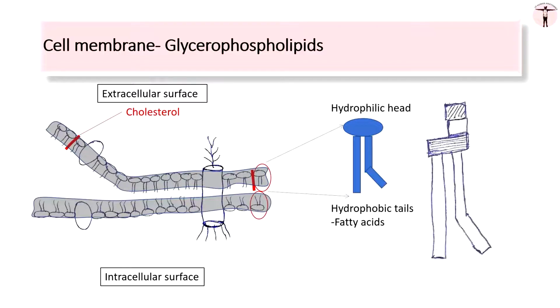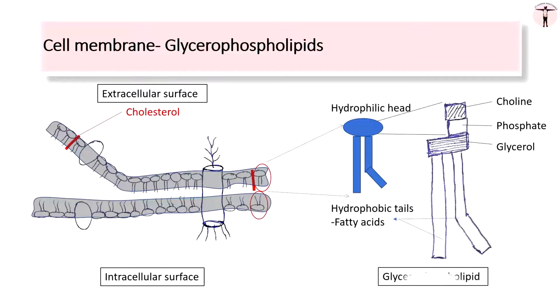The hydrophilic head is composed of a choline and a phosphate. This head is connected to a glycerol with two hydrophobic tails called fatty acids. The whole structure is called the glycerophospholipid.